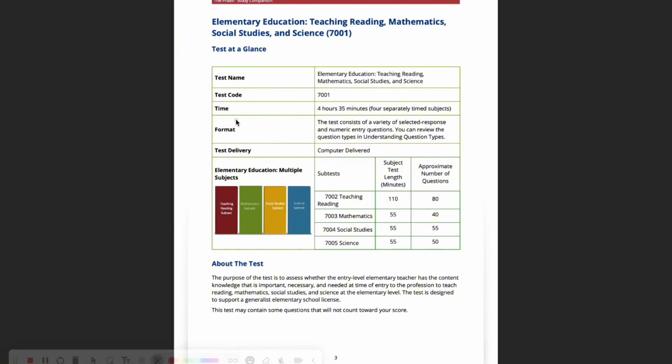All right, so a lot of questions that I always get, well, how long is the test? They tell you that. All right, so 7001 is 4 hours and 35 minutes, and you will take 4 separately timed subtests. And so when you're taking 7001 and you're taking the entire series, reading is going to come up first, then math, then social studies, then science. And so that's what they mean by the 4 separately timed subtests.